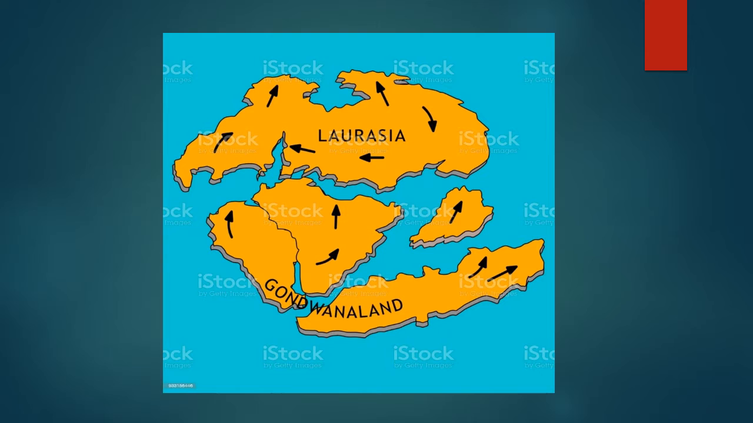Children, with time, the supercontinent Pangaea broke up into two pieces. You can see two pieces. In the north, it was called Laurasia, and here in the south, it was called Gondwana land. Now, with time, these two huge land masses also started breaking up further, and they started drifting away from each other.